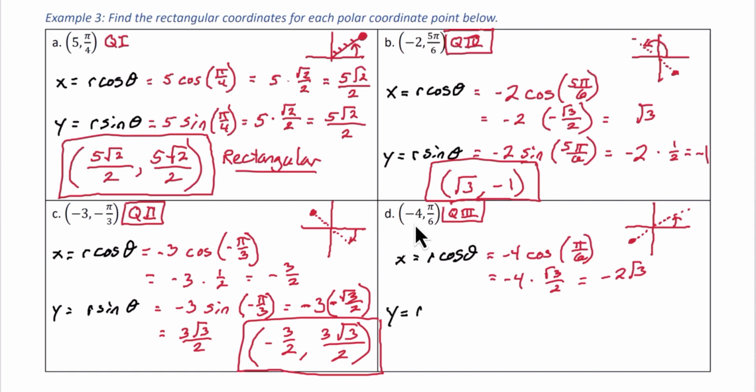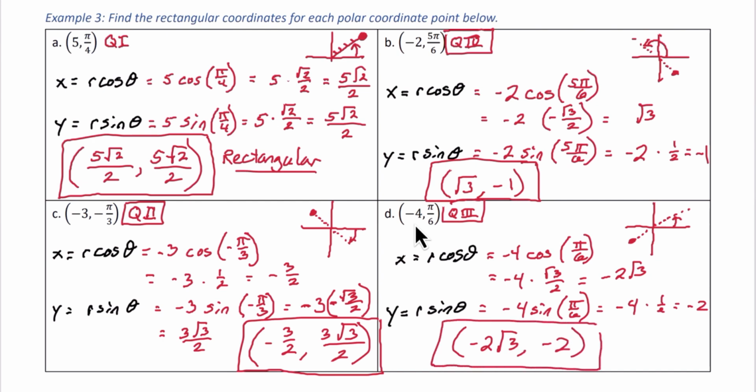Y is r sine theta. Plugging in the given info, negative 4 sine of pi 6. Again, going to the unit circle, sine of pi 6 is 1/2. So we get negative 2. That means our rectangular coordinate is negative 2 square root 3, comma, negative 2. And if we think about where that is, negative in the x direction, negative in the y direction, that puts us in quadrant 3.